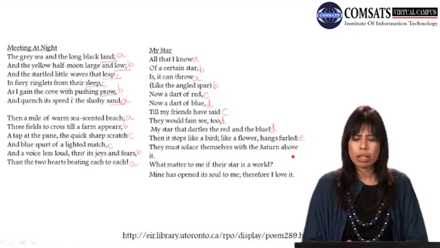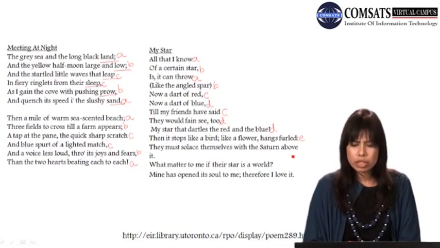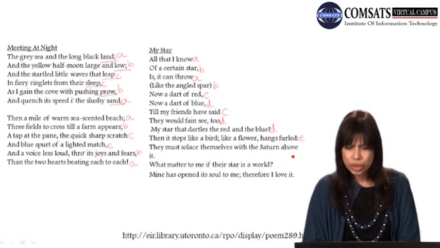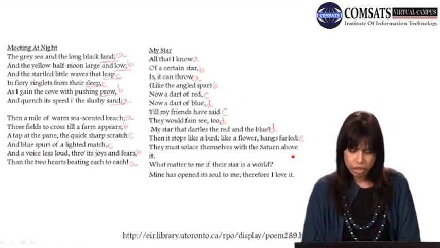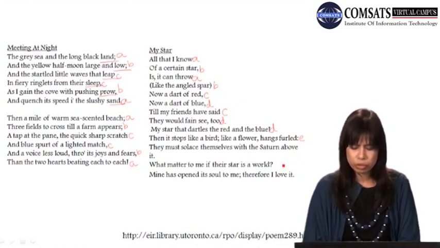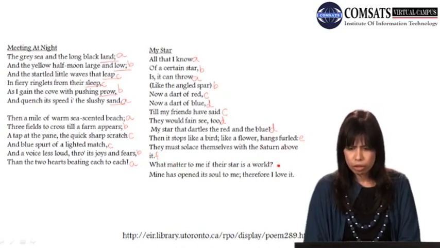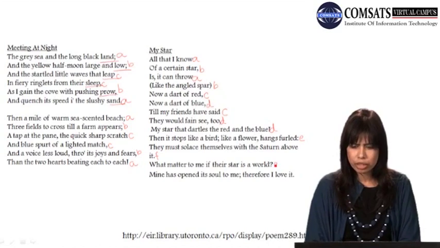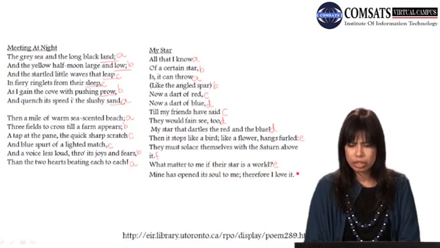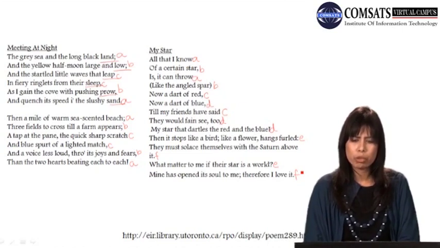Okay, they must solace themselves with the Saturn above it. So my dear students, here you can see, do you feel this sound at the end of any previous verse? No, this is it, so this is F again. Okay, world, if you can see here, this is furled and this is world. Okay, same sound, so here you can give it the name E. Mine has opened its soul to me, therefore I love it. So again here this is F. So you can see the variety of rhyme scheme over here.